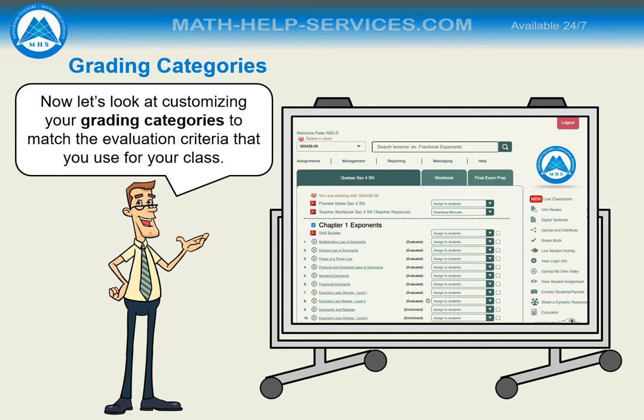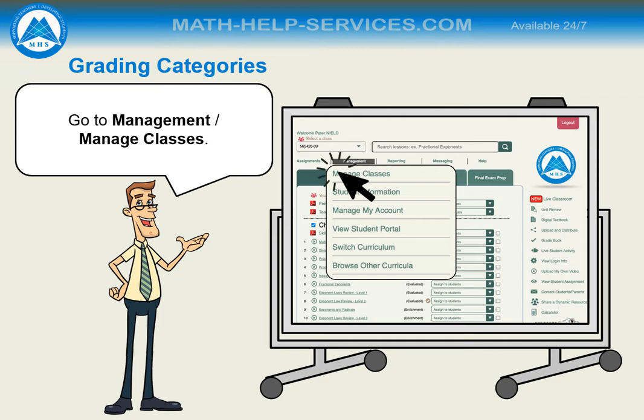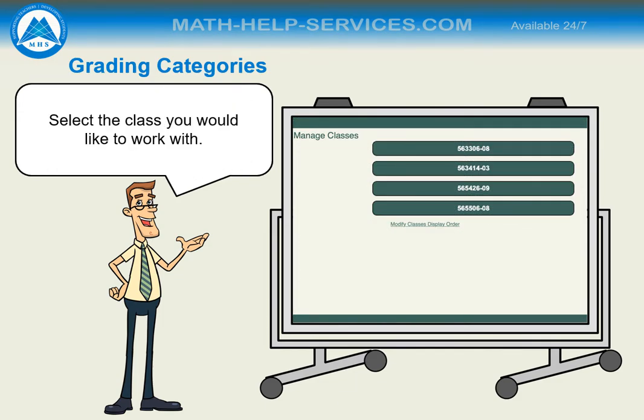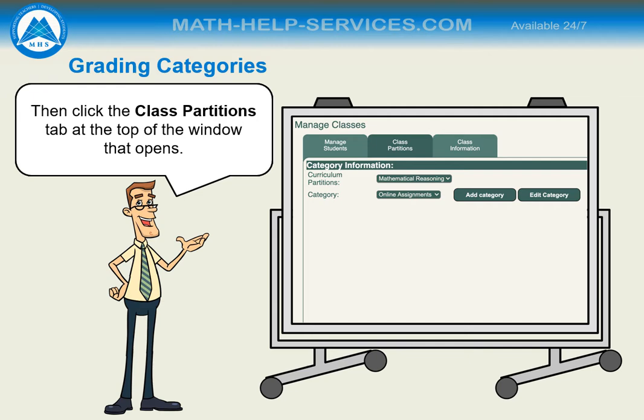Now let's look at customizing your grading categories to match the evaluation criteria that you use for your class. Go to Management, Manage Classes. Select the class that you would like to work with. Then click the Class Partitions tab at the top of the window that opens.